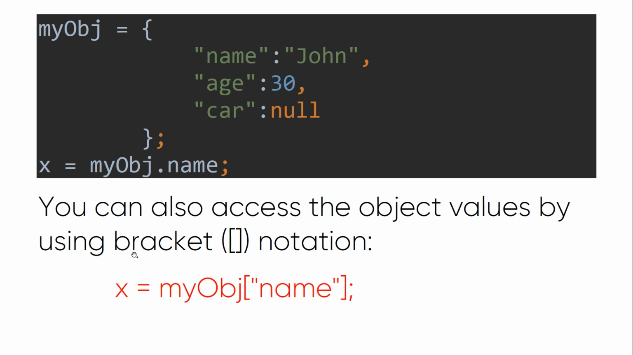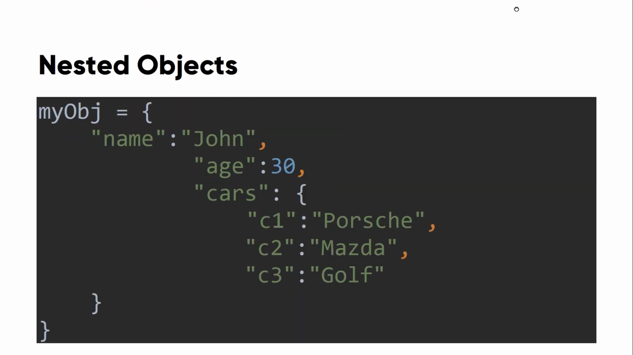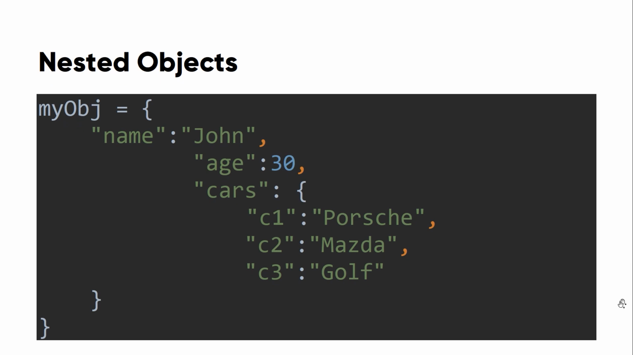In other words, despite using x equal myObject.name or .age or .car to get these values, you can write it another way: x equal myObject, and between the brackets, using the bracket notation, we specify the key here. Okay guys, this is the way that we can access the JSON object.